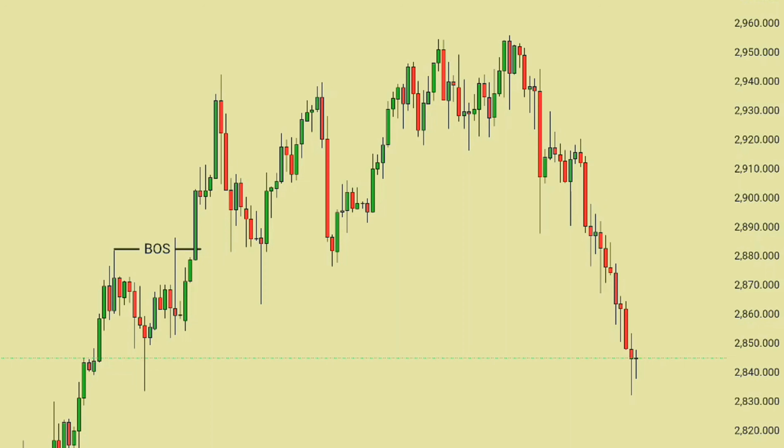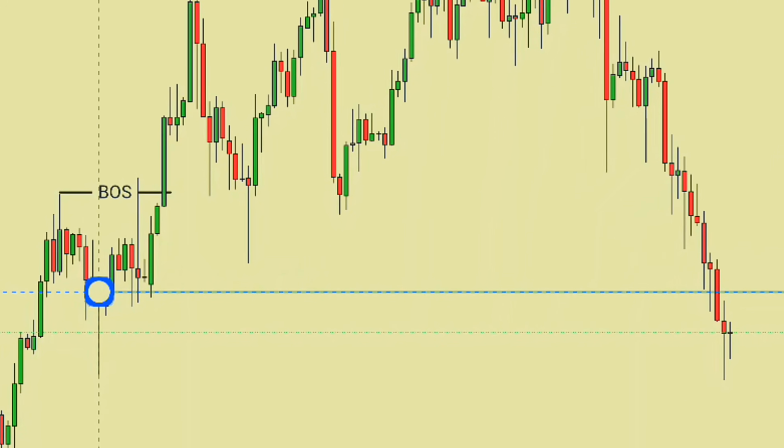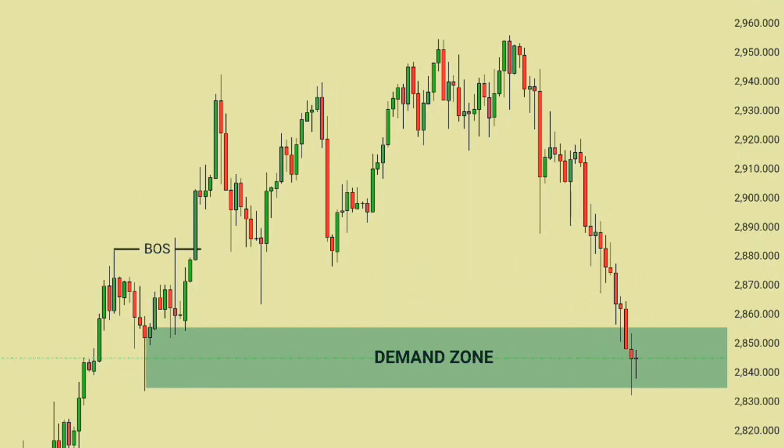After the break of structure, we do not enter immediately. We wait for price to retrace into a valid demand zone. This demand zone is formed before the strong, impulsive move that broke the previous high. It is the area where large buyers previously entered the market. Notice how price left this zone with strong momentum. That aggressive movement tells us there were significant buy orders sitting in this area.